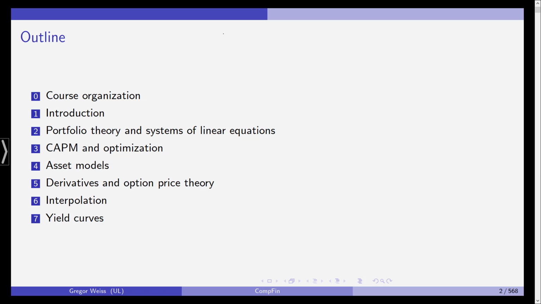Then we'll talk about derivatives and option pricing. Now, this is interesting because if you take a look at different lectures at different universities or also sometimes textbooks on computational finance, it traditionally is synonymous with option pricing.